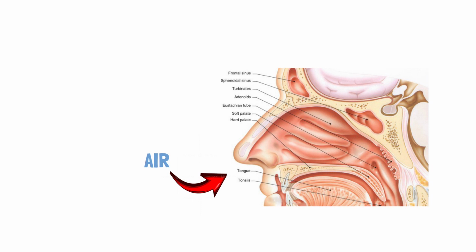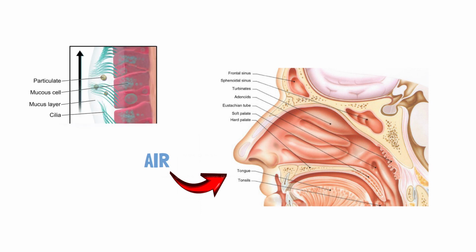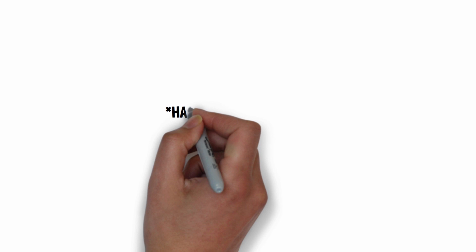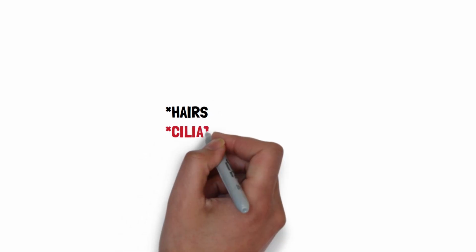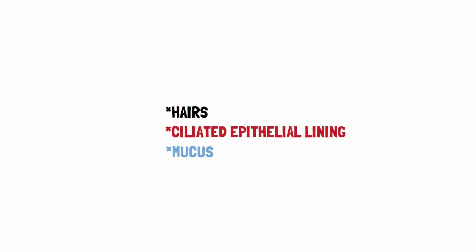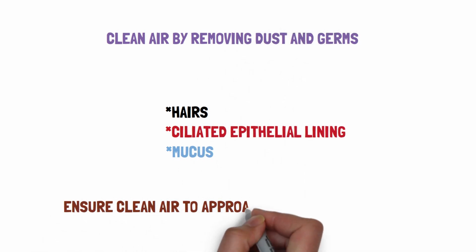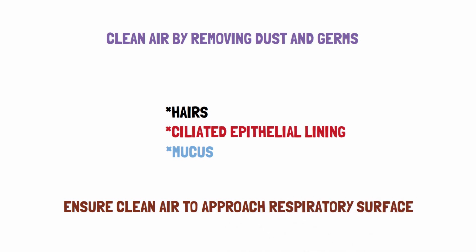This entire passage through which air passes is lined by mucus-secreting ciliated cells. The internal surface has rich blood capillaries which make the incoming air slightly warm. The hairs in the nasal sacs as well as the ciliated epithelial lining and mucus keep the air clean by trapping and removing dust and germs. This ensures clean air approaches the respiratory surface.